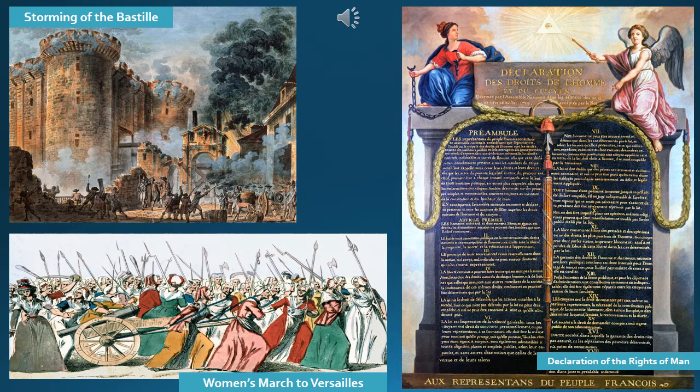Two days later, Louis and Marie were forced to leave the Palace of Versailles and take up residence in the Tuileries Palace in Paris, where the National Assembly and the Parisian citizens could keep their eyes on them.